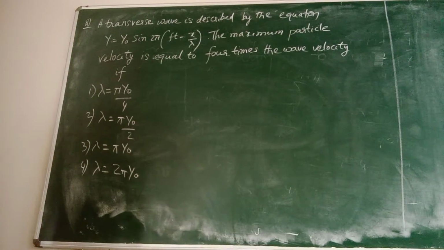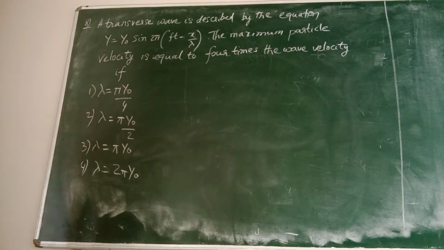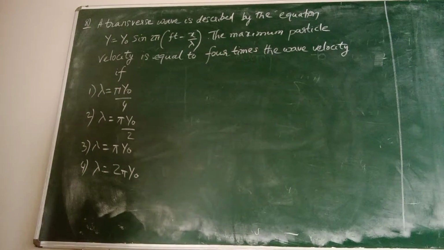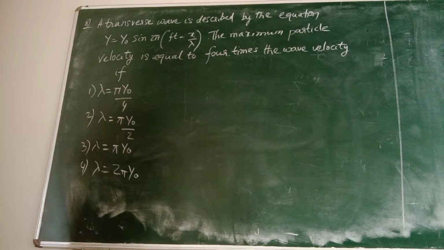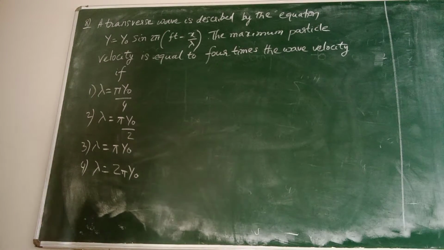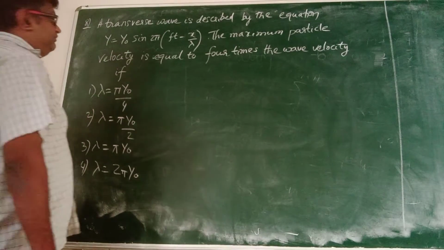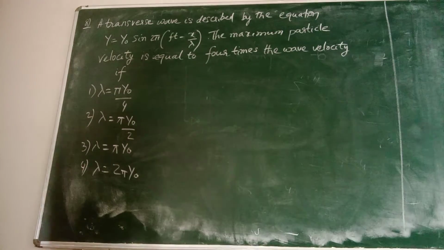So let us see some problems now. Read the question. A transverse wave is described by the equation y is equal to y0 sine 2 pi into (ft minus x by lambda). F means frequency. The maximum particle velocity is equal to 4 times the wave velocity if. You have to choose which is the right option.